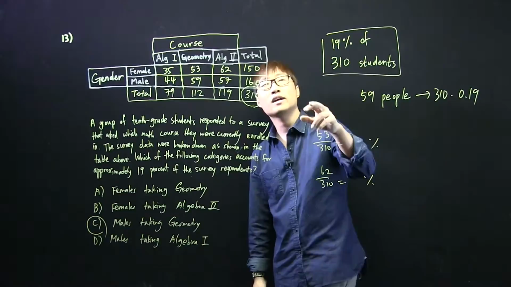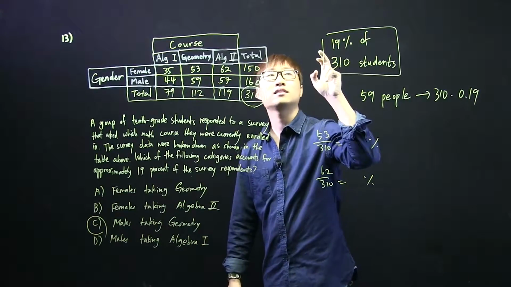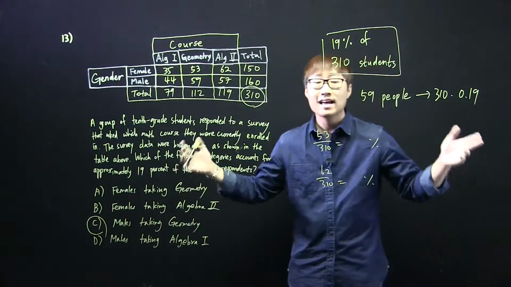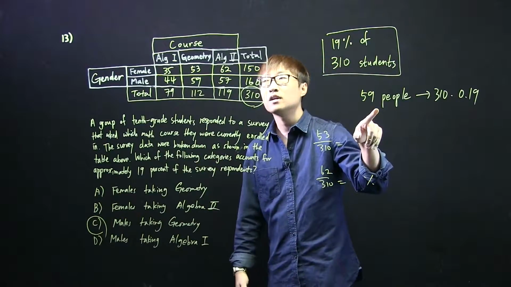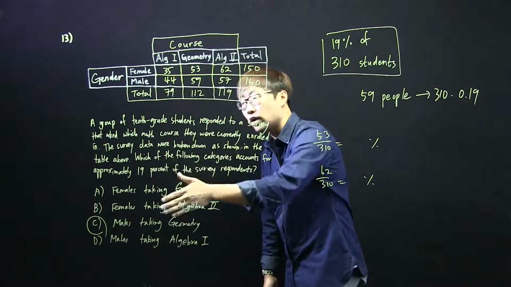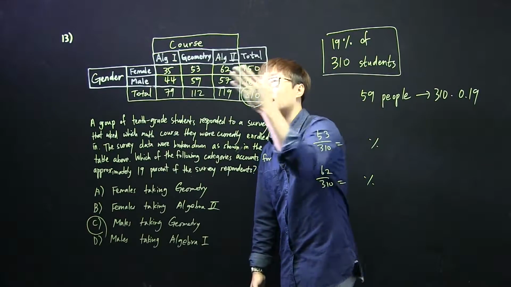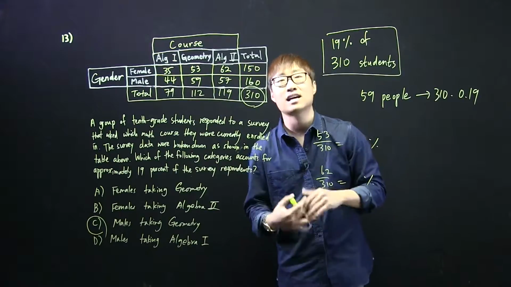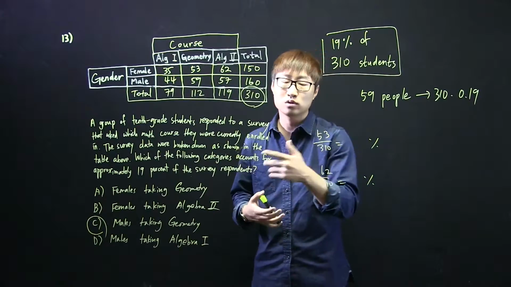That's why I just went ahead and took 19% of the 310 total survey respondents first, and then used this number to look for the closest number to 59, because that would be much easier and much less time consuming in order to do this problem.